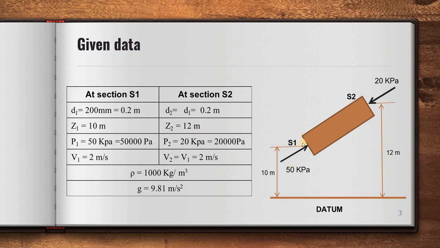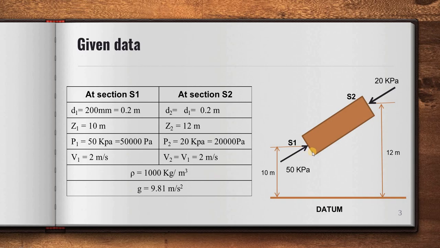Pressure at section S1 is 50 kilopascal. So you can see here at section S1 pressure P1 equals 50 kilopascal, and that is nothing but 50,000 pascal or 50 into 10 raised to 3 pascal or Newton per meter square. The pressure at section S2 is 20 kilopascal, that is 20,000 pascal or 20 into 10 raised to 3 Newton per meter square. So pascal is nothing but Newton per meter square.